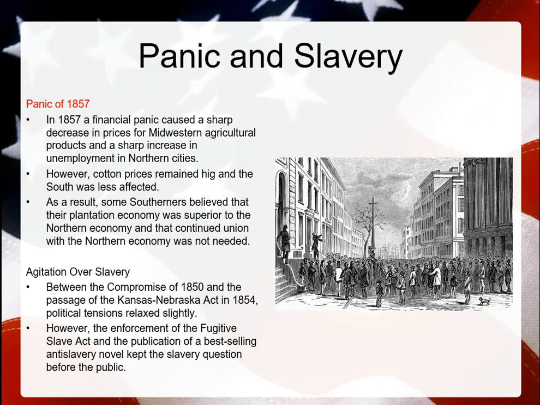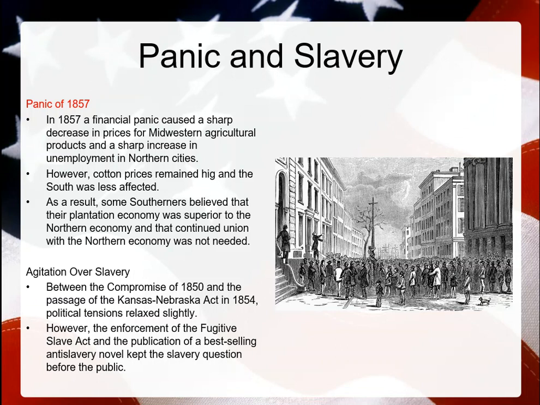And the South is going to jump to the conclusion that, hey, we didn't get affected by this panic because our economic system of slavery and plantations is superior to the Northern economy. So, again, we have some further separation and pointing of fingers happening.